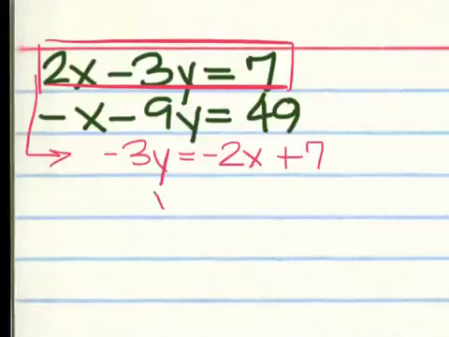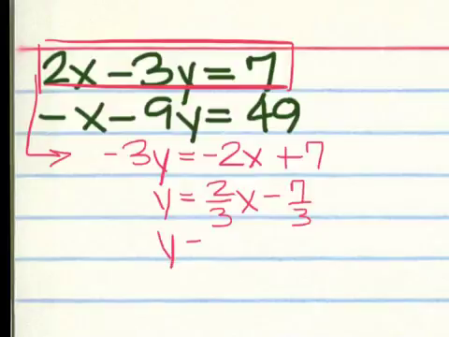So if we divide everything by a negative 3, we're left with 2/3 x minus 7 over 3. In this case, you can change the y-intercept to a mixed number. If you do that, then it's easier to graph. So you just have to think to yourself, how many times will 3 go into 7? It goes in twice, with how many left over? Once, so it's 2 1/3.